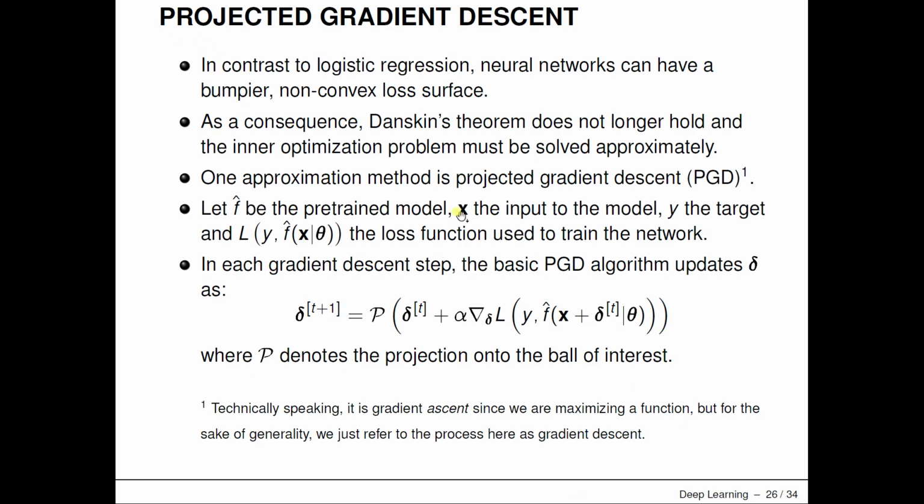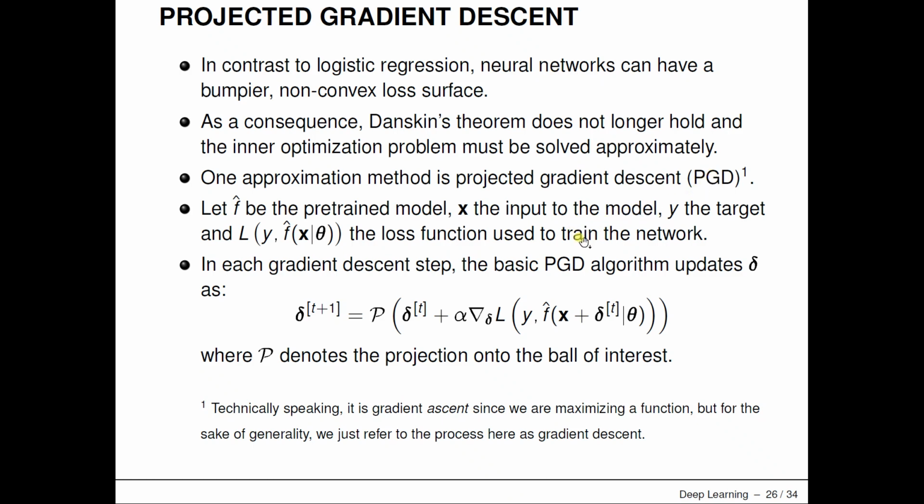Now let's move to neural networks. And as we know, neural network training is a non-convex optimization task. So we cannot use Danskin's theorem anymore, and we have to approximate the optimization task for maximizing the loss with respect to input. One of the most popular methods is called projected gradient descent, or PGD. And you have to keep in mind that formally, of course, we're performing ascent since we are maximizing loss, but the name is still projected gradient descent.